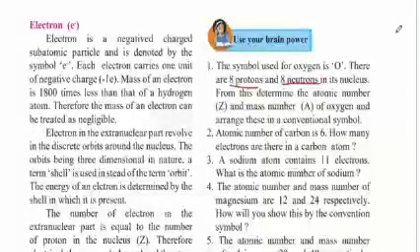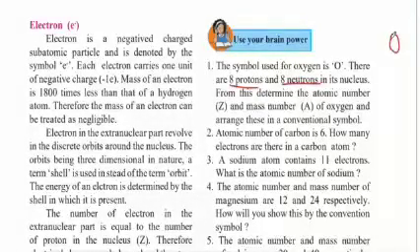So for writing the conventional symbol, we will have to write O, that is the symbol for oxygen, and on the left side on top we would have to write A, and down we would have to write Z, where A stands for the mass number and Z stands for the atomic number.